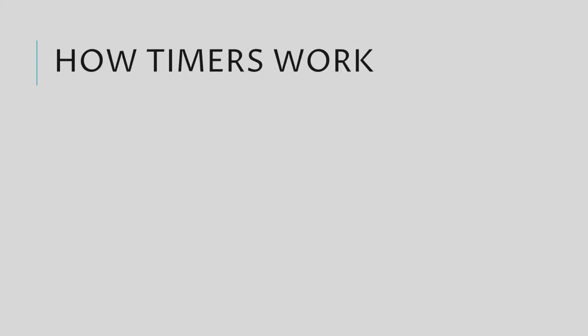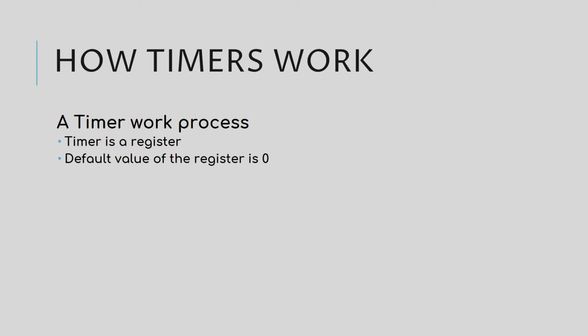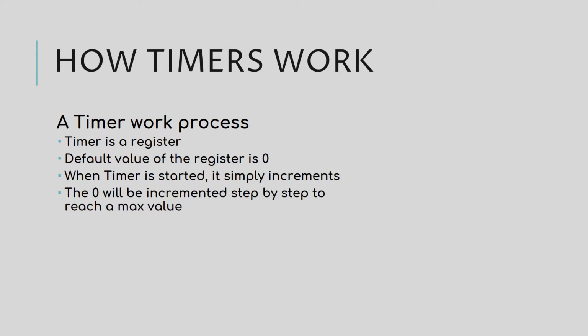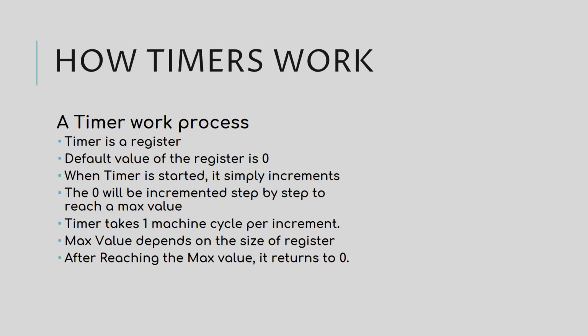So how timers work? Let me show you the timer work process. Timer is a register and the default value of the register is 0, and when timer is started it simply increments, and the 0 will be incremented step by step. Like say there is a timer register of 4-bit. Let me show you that, then you will understand. Suppose this is the sample timer. It is a 4-bit storage and all the values are 0. All the bits, I'm talking about bits. So all the bits are 0.